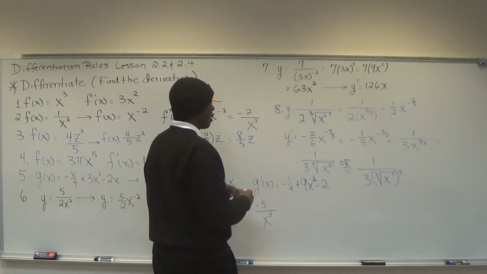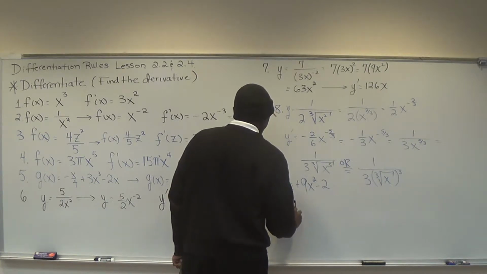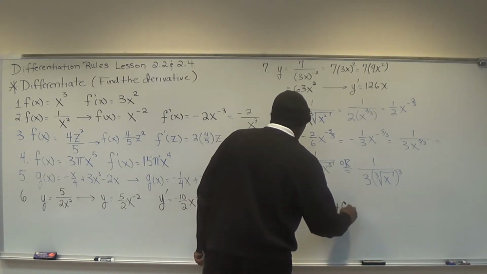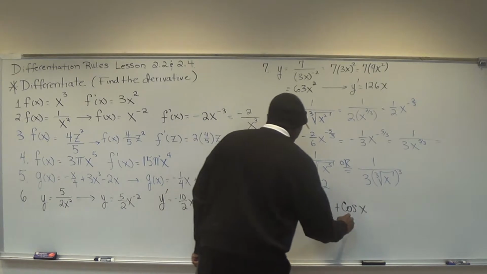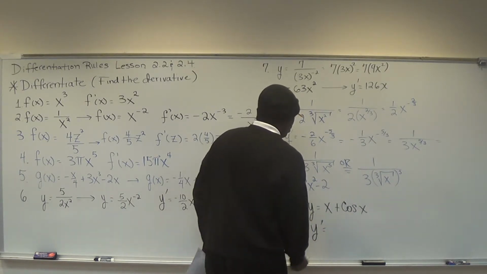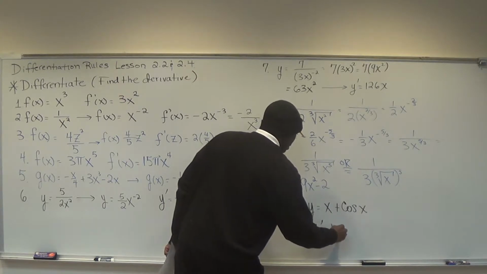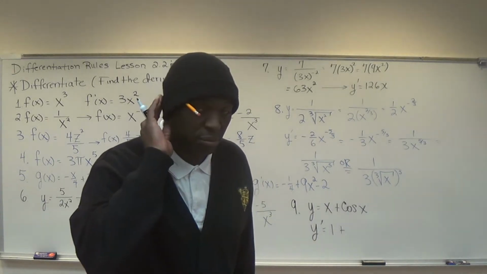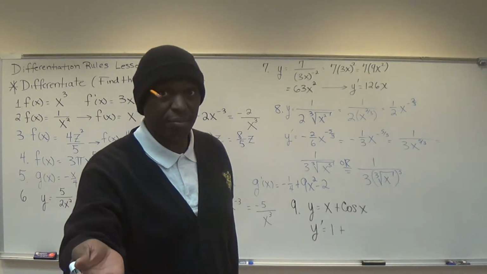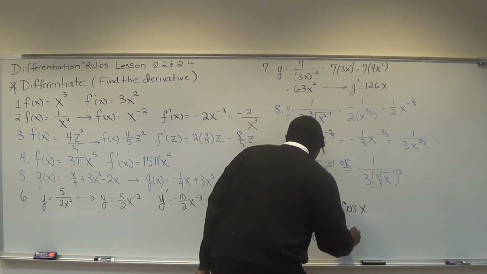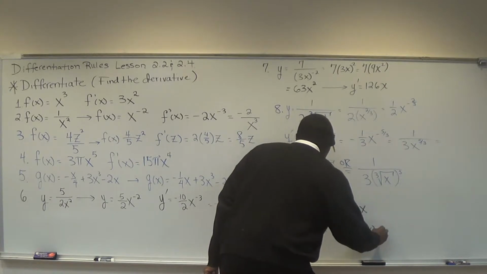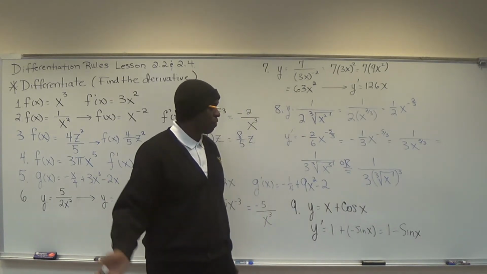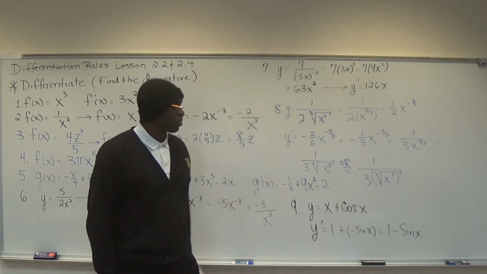All right. Example number 9. Okay, let's say y equals x plus cosine x. Well then, y prime, the derivative of x is 1, plus, what is the derivative of cosine? What'd you say? Very good, negative sine. So it's going to be 1 plus negative sine x, which equals 1 minus sine x. That's the derivative of x plus cosine x.